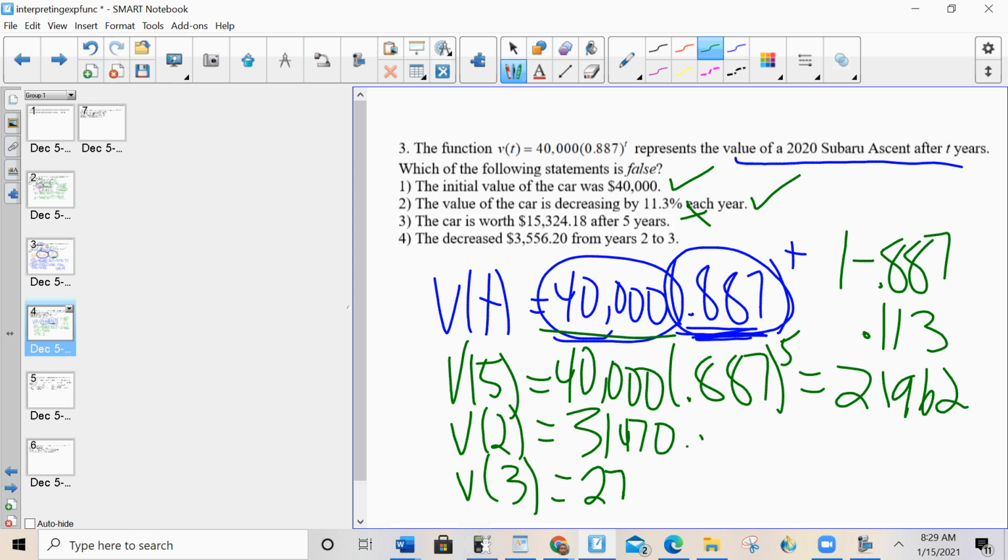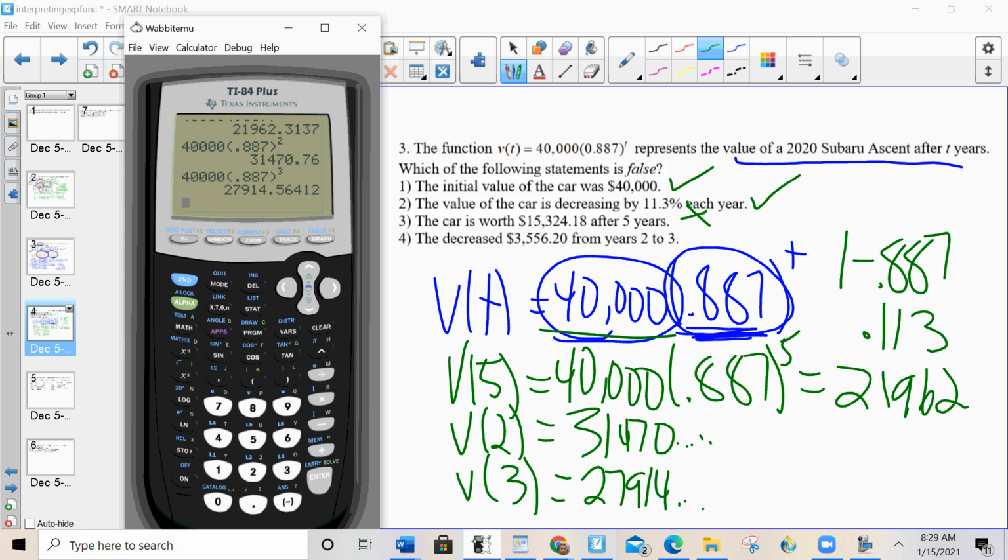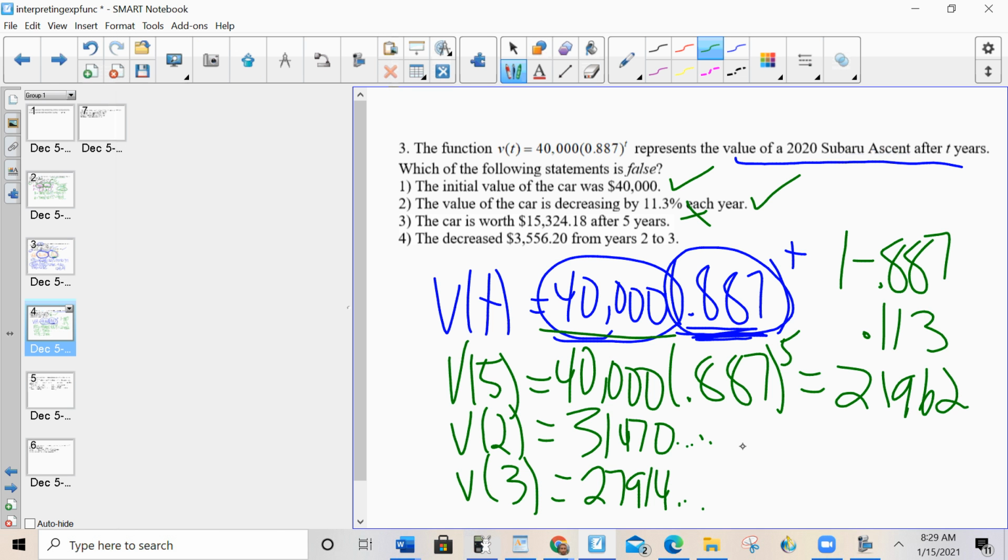Let's see, how much money did I lose between years 2 and 3? Well, if I subtract that, it's $3,556.20. I'm upset now. I just lost 3,000 something dollars doing a math problem. So yes, that one is true. The answer is choice 3.